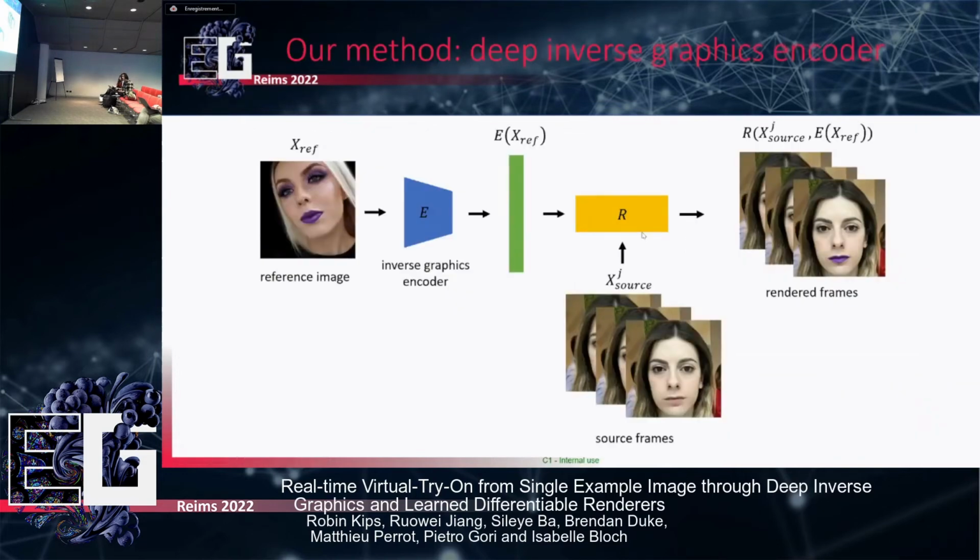Our method is based on a deep inverse graphic encoder. Here we have a reference image, and we build an encoder E that we call the inverse graphic encoder. The inverse graphic encoder will predict the rendering engine parameters, here the cosmetic parameters, for example, in this case, a lipstick. These parameters are then fed to the renderer, and the renderer will generate the source image with the right lipstick. So here you have the pipeline. The inverse graphic encoder generates the graphic code that is used by the renderer, and the renderer can generate the source image with the correct cosmetic.